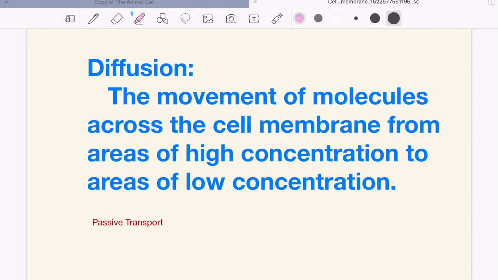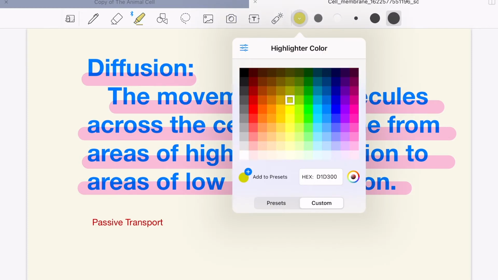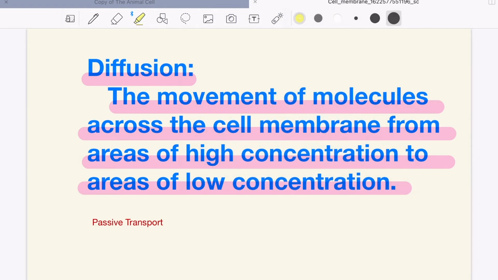Let's talk about diffusion. Diffusion is a word you need to remember, and we will also have a future video when we get to the lab section of this series. Diffusion is the movement of molecules across the cell membrane from areas of high concentration to areas of low concentration. And I want to emphasize that the molecules are moving from high to low. This is also called passive transport.